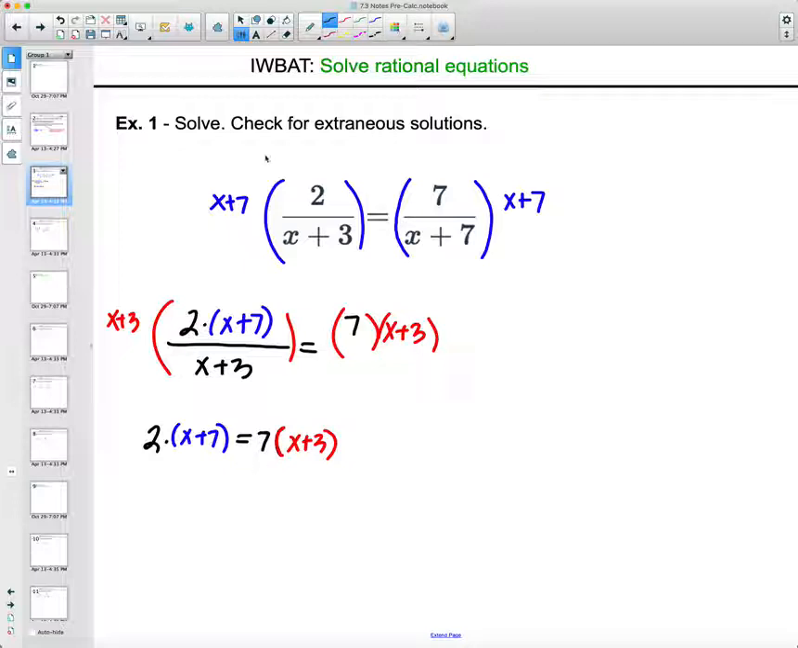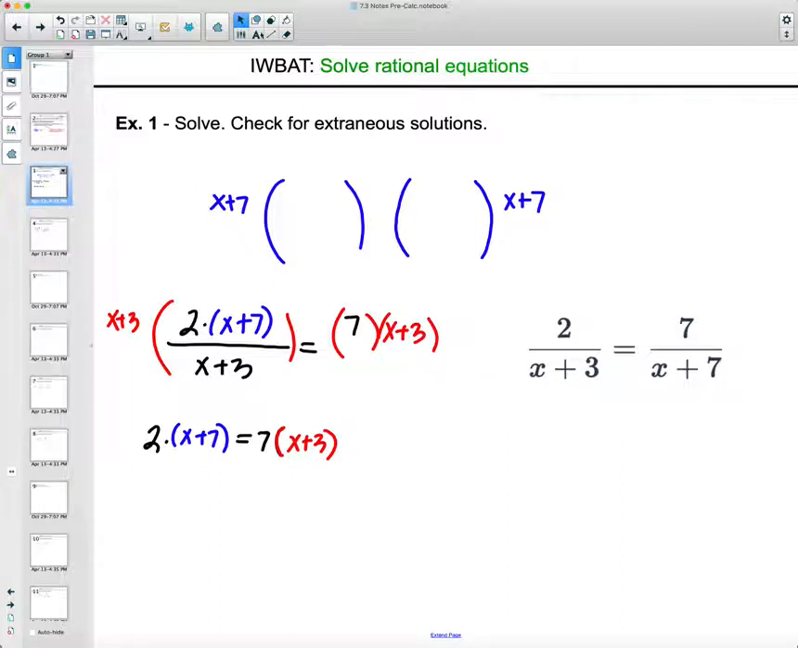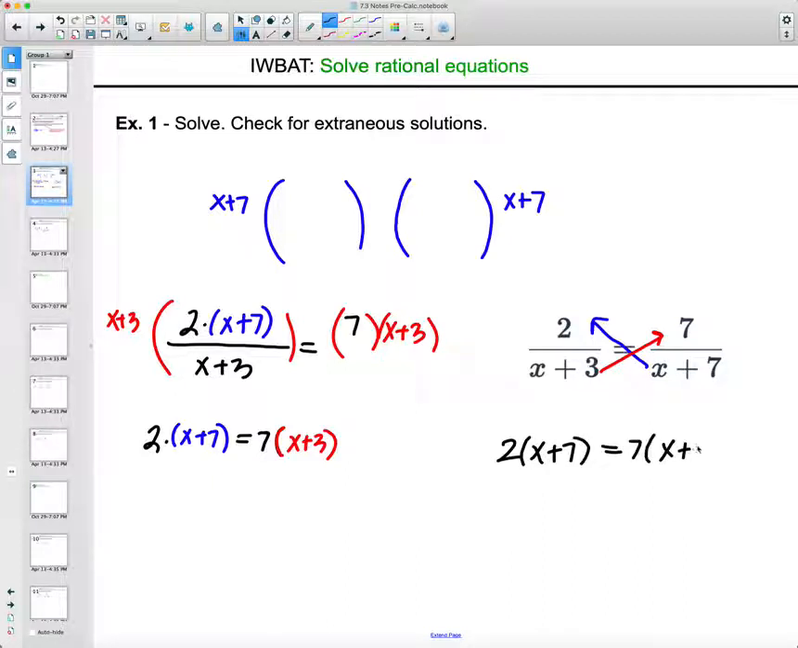And so that's essentially doing cross multiplication, right? If we take a look at it here, that's what cross multiplication is. You're multiplying this x plus 7. It will cancel over here, stay over here. And then you're multiplying that x plus 3. So you end up with 2 times the x plus 7 equals 7 times the x plus 3. Now you're able to just distribute and solve.